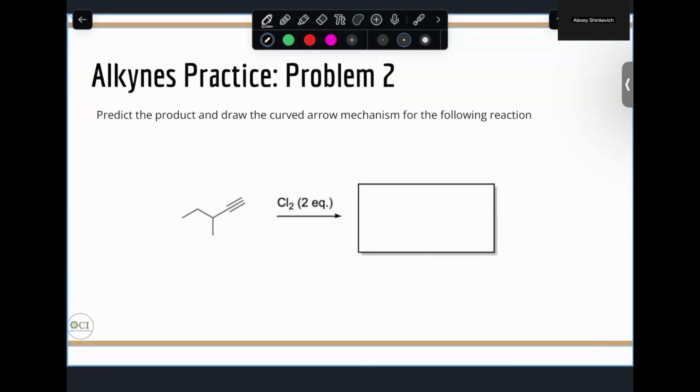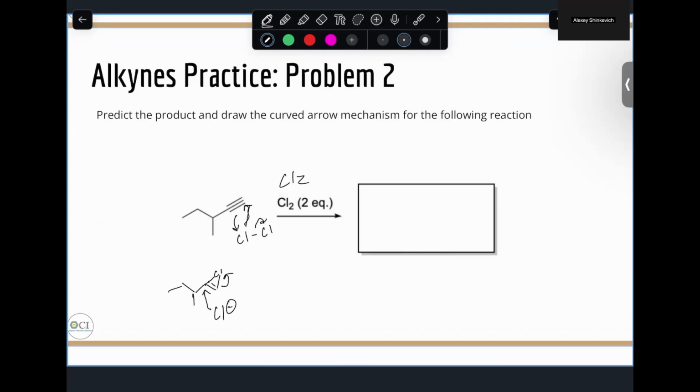All right, so I'm gonna go through this mechanism with you guys because I don't think we really have before. So there's two equivalents of Cl2. We have two of those. So with the first one, this will attack the chlorine, but the chlorine will also attack it. It fights back. And what that forms is something like this, right?